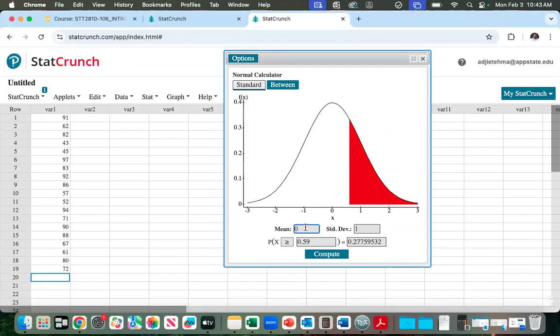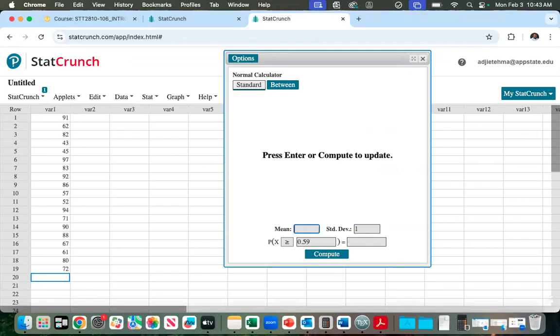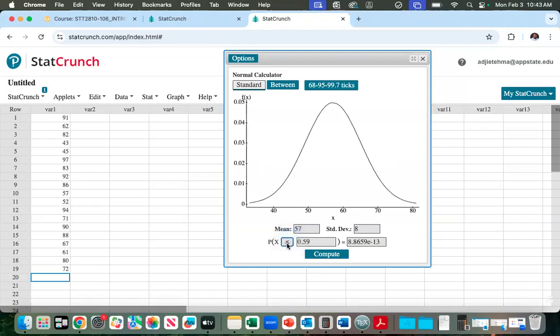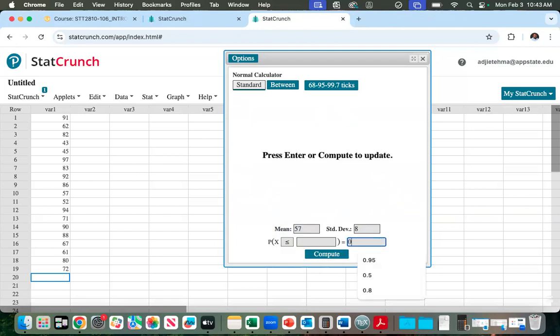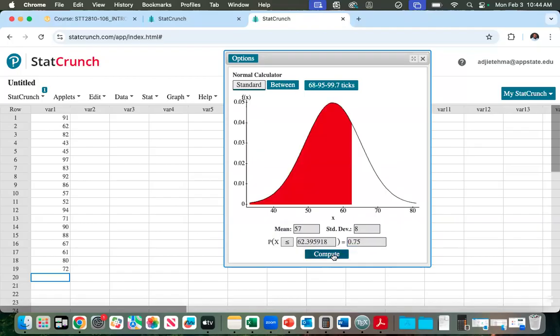Here, it's not standard normal. We are given the mean to be 57, standard deviation to be 8. And I remember telling you that anytime you are asked to find the percentile of something, here has to always be less than. Is that okay? Less than or equal to. And then let's put that number here. 75th percentile, 0.75. Is that okay? And then let's hit compute. So you see that is like 62.4 inches.